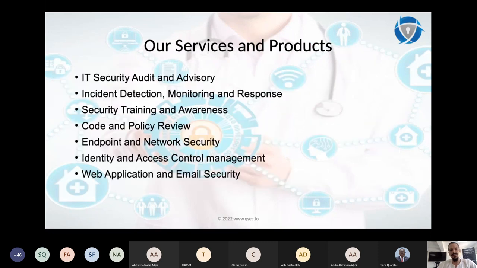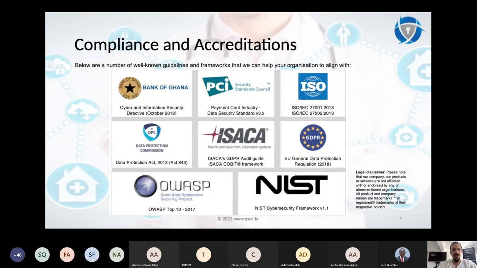Our services and products, very briefly: we do audit advisory, we do incident detection, monitoring, and response for the likes of SIEM and SOC. We provide a lot of training and awareness, the likes of these sort of presentations, targeting high-level management as well as the technical guys. We do program policy review. We provide the usual endpoint security, network security, as well as application security and email security.